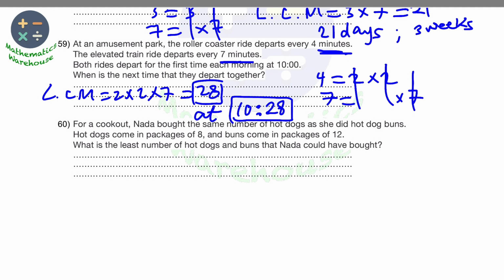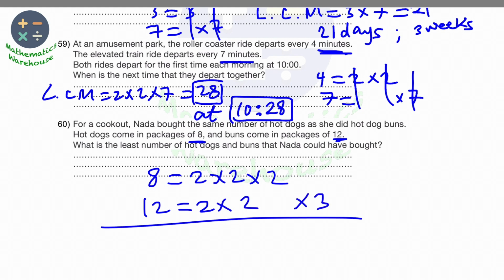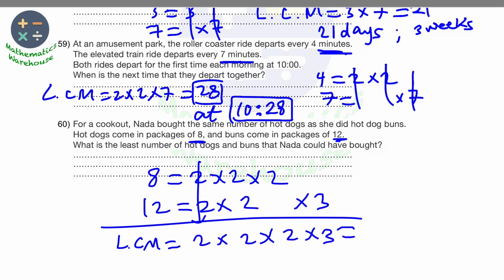Here also, we need to calculate the LCM between 8 and 12. So 8 equals 2 times 2 times 2. 12 equals 2 times 2 times 3. So now LCM will take 1 from each. So it's 2 times 2 times 2 times 3, which is 24. So Nada would buy 24 of each.